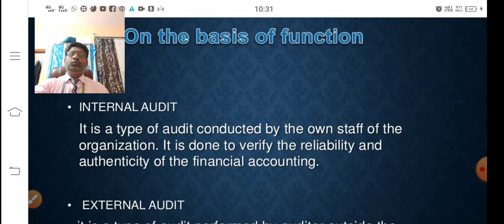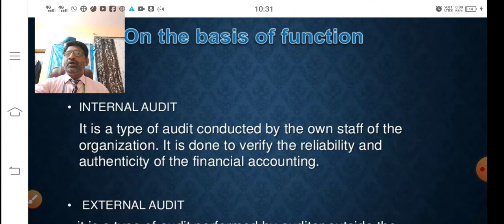There are very few. One is, it is conducted by staff who may not be qualified, because when internal audit is done, there will be no record of a qualified auditor. As well as, it depends upon the decision of management. Whether the management decides to conduct internal audit, it may take the internal audit system, otherwise there will be no need. These are the disadvantages of internal audit.